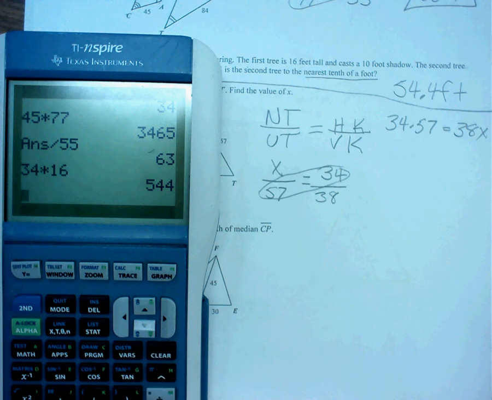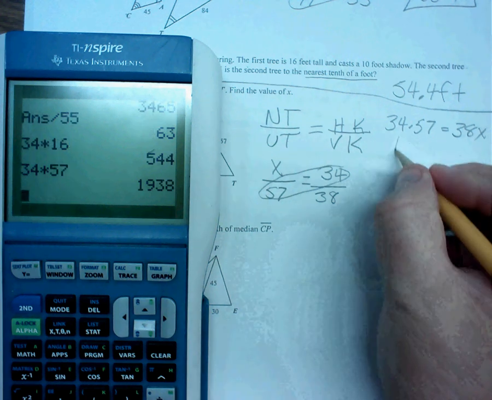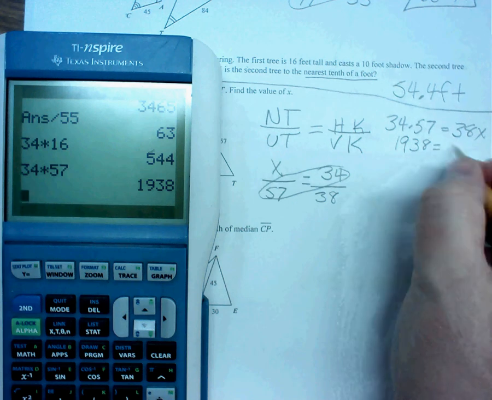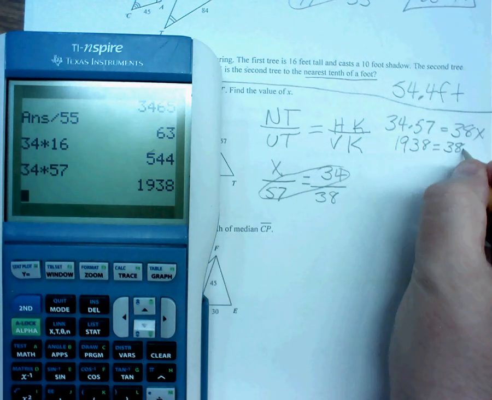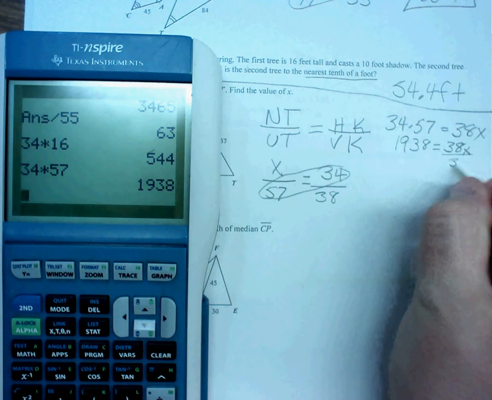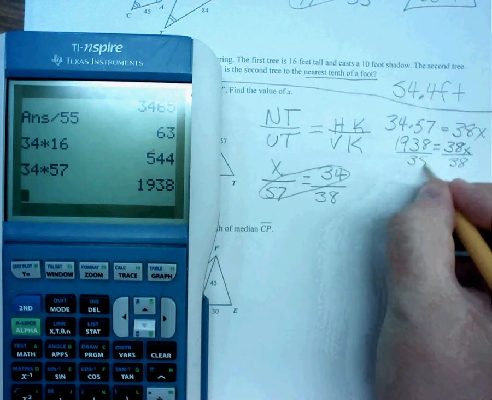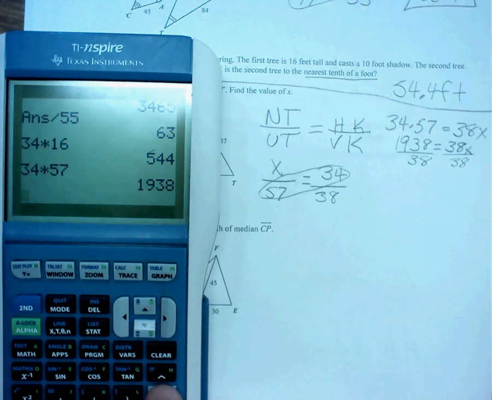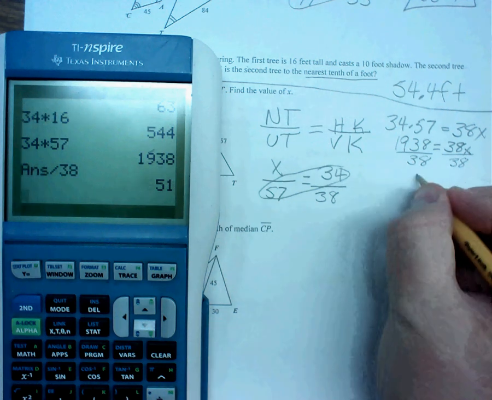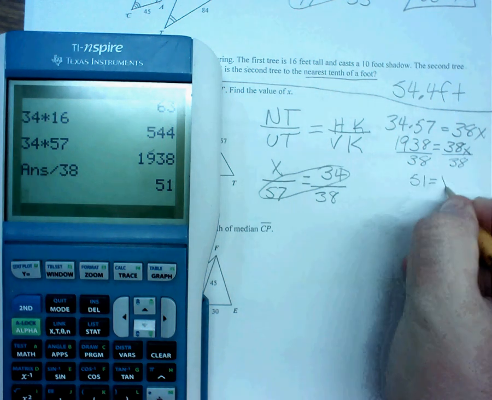So I'm going to say 34 times 57. And that is 1,938, which is equal to 38x. What do I do? Divide by 38. Divide by 38. And I get 51. 51 is equal to x.